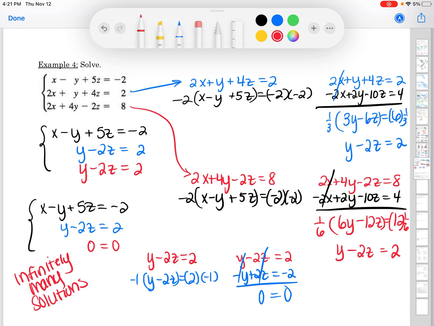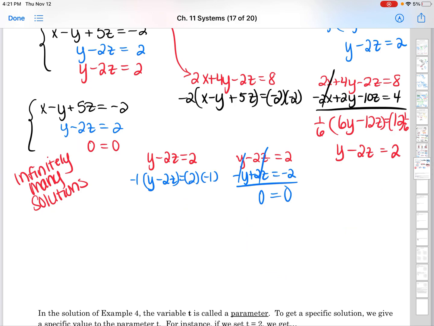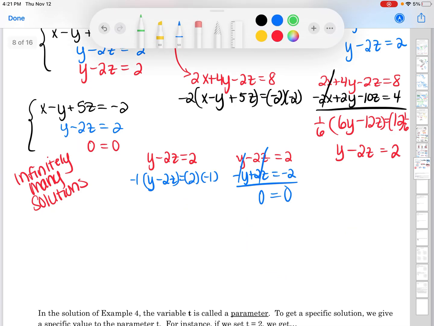So what we mean is, we can choose a variable, kind of like we had in one of those Algebra 1 problems. We can let z stand for any variable, really. Okay. So any value. So let's let z equal t. That's a pretty common one that we use, t for usually like time. Okay, so if we go back and replace, then we have y minus 2 times t equals 2, and we'll solve that, which gives us y equals 2 plus 2t.